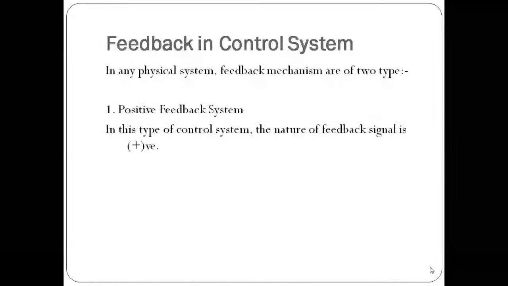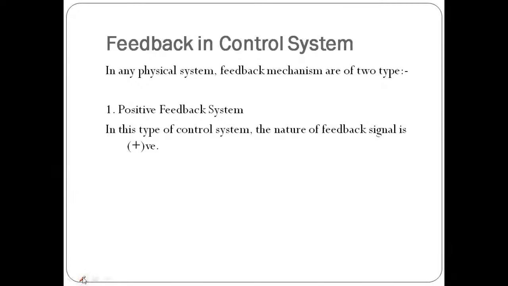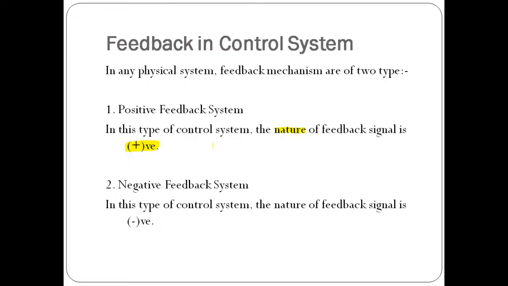In any physical system, feedback is basically of two types: positive feedback system and negative feedback system. So what is a positive feedback system? In a positive feedback system, the nature of the feedback signal is positive. That is important. That's what is called a positive feedback system. Whereas in a negative feedback system, the nature of the feedback signal will be negative. That's what is called a negative feedback system.